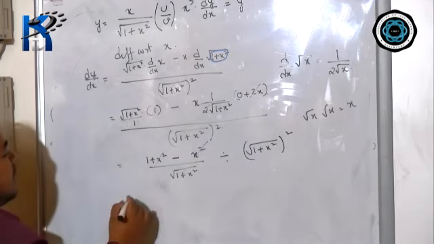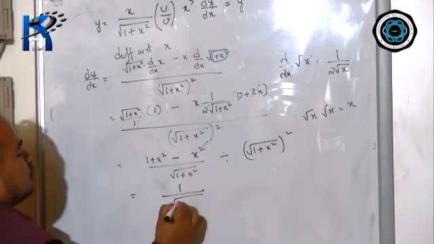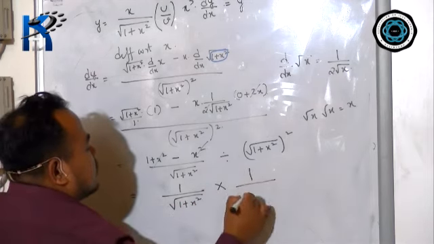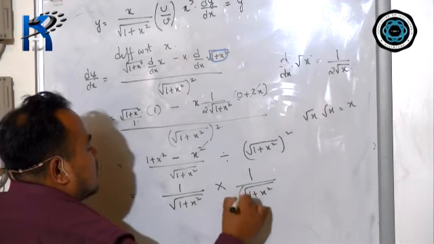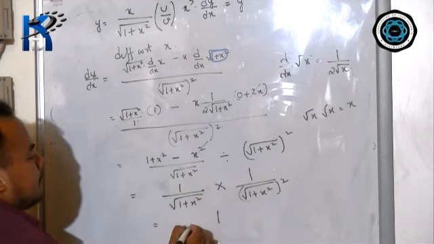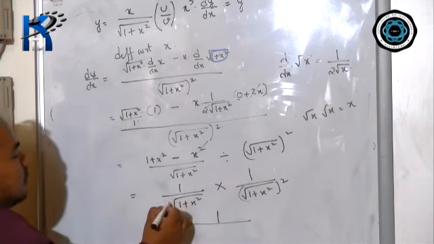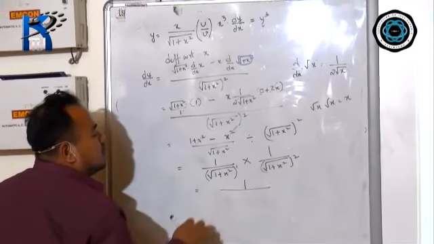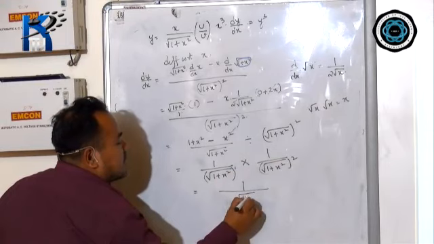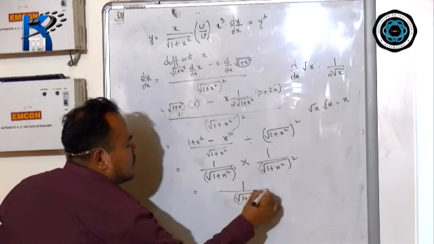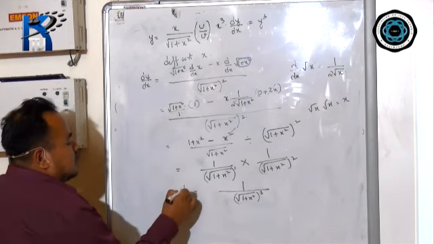So x square and x square gets cancelled. So you are left with 1 divided by root 1 plus x square. When you change division to multiplication, it gets reciprocaled. So you get 1 plus x square whole square. So using laws of indices, 1 into 1 is 1 divided by, look at this, the base is same, the power is 1 and the power is 2. So when you multiply, you know the laws of indices, the power gets added up. So you get root 1 plus x square whole to the power 3. So this is the value of dy by dx.